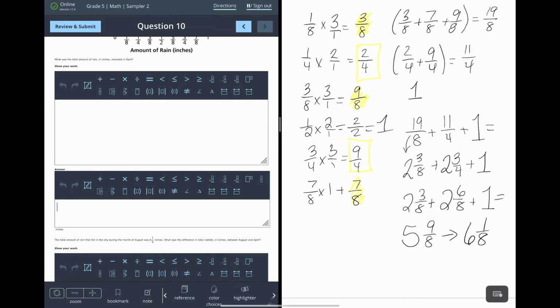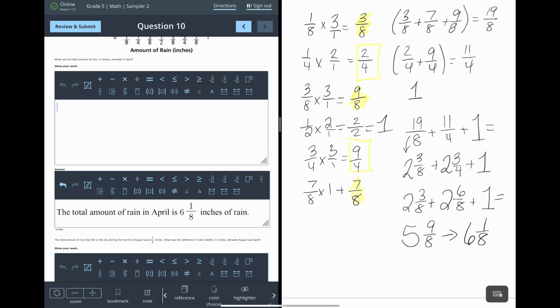Let's put it into a full sentence. What is the total amount of rain in inches recorded in April? The total amount of rain in April is 6 and 1/8 inches of rain. So that was the easy part, just getting that in.